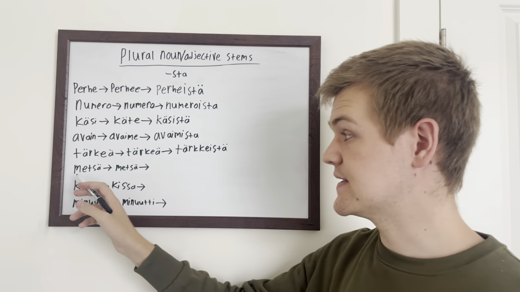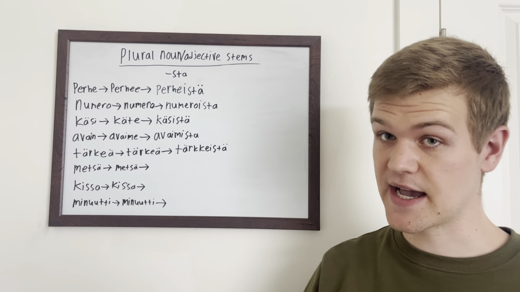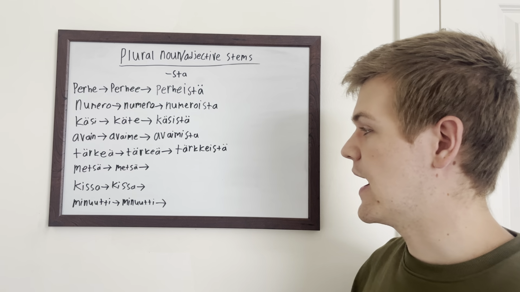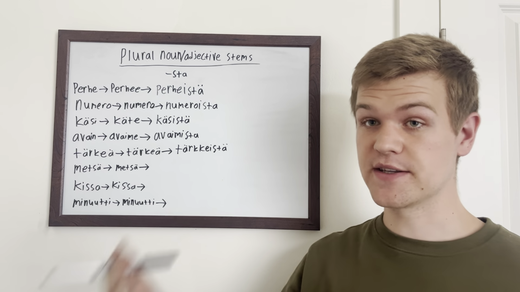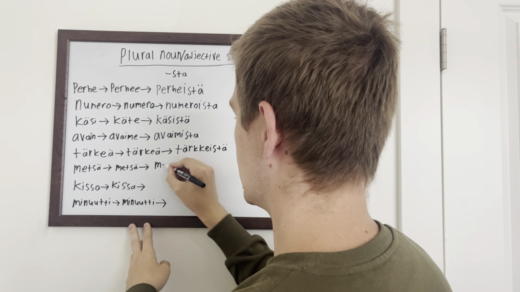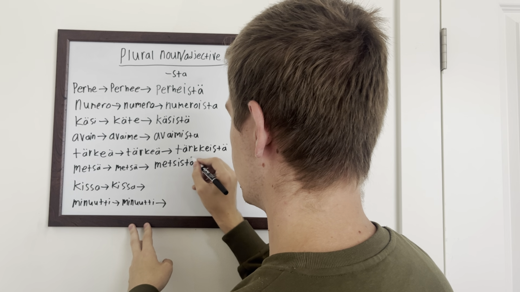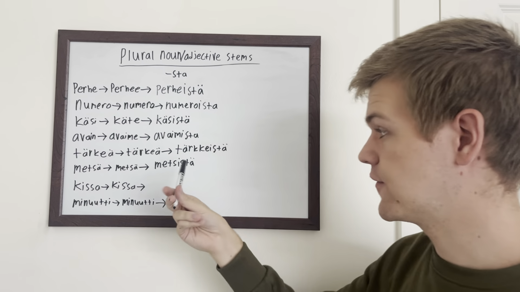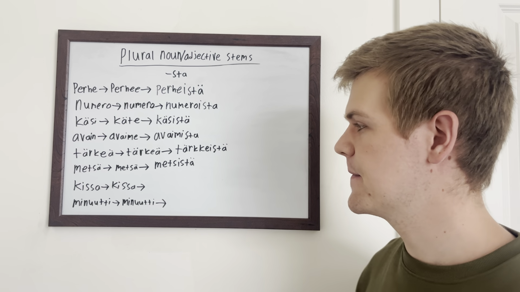And then metsä will be our next one. This one is how many syllables? Metsä, it's 2. And since this one ends in a high A and it's 2 syllables, we can also know that it's just going to be get rid of the A and add I. So we get metsistä. So from the forests rather than from the forest, metsistä.